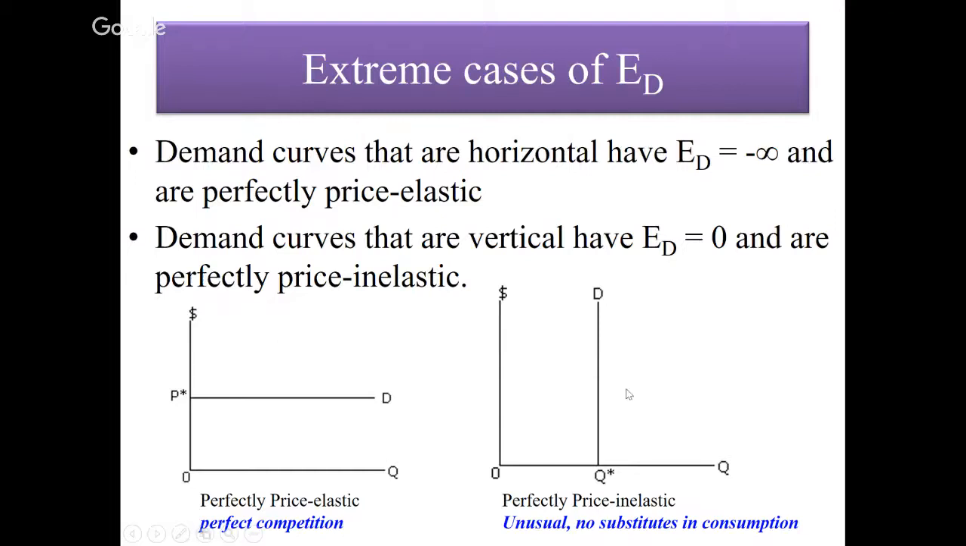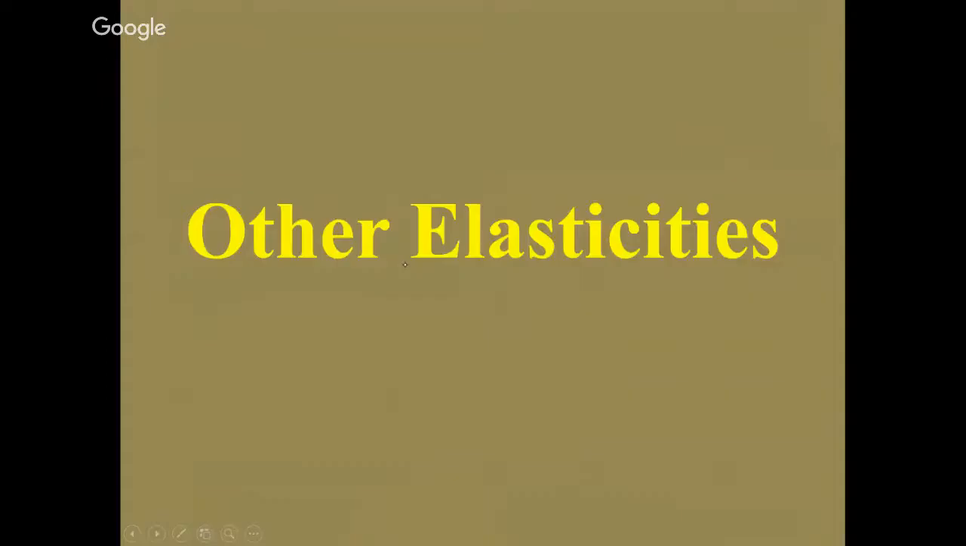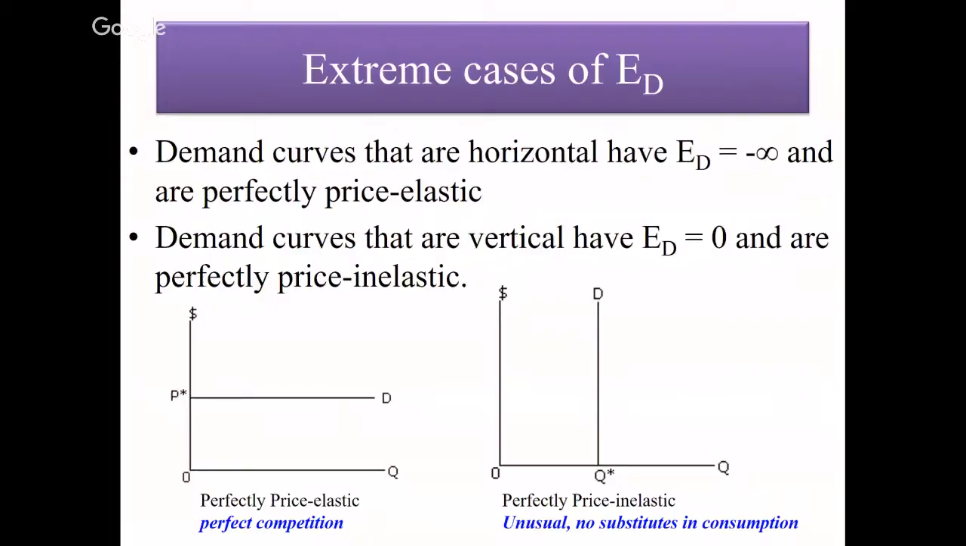Now, on the flip side, if you have a vertical demand curve, the E sub D coefficient is 0: no variation in quantity, infinite variation in price. That is called perfectly price inelastic demand. Perfectly price inelastic demand would be an unusual product that has no close substitutes of consumption. One example of this product would be table salt.